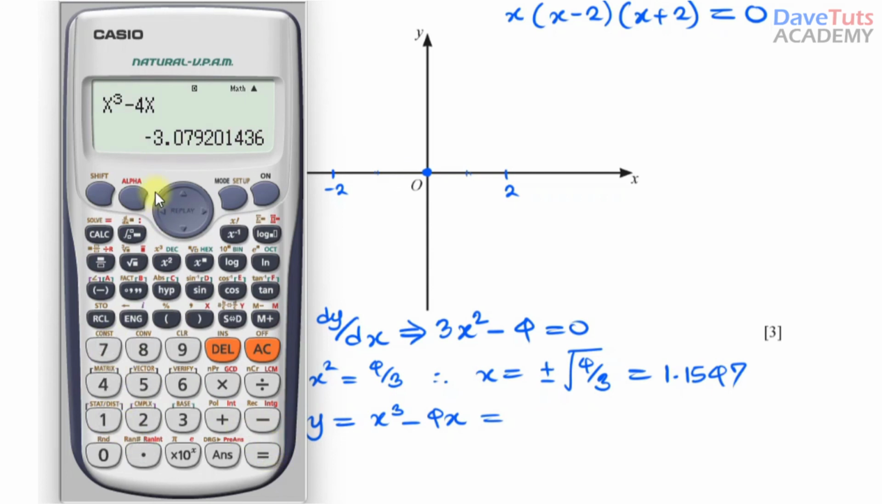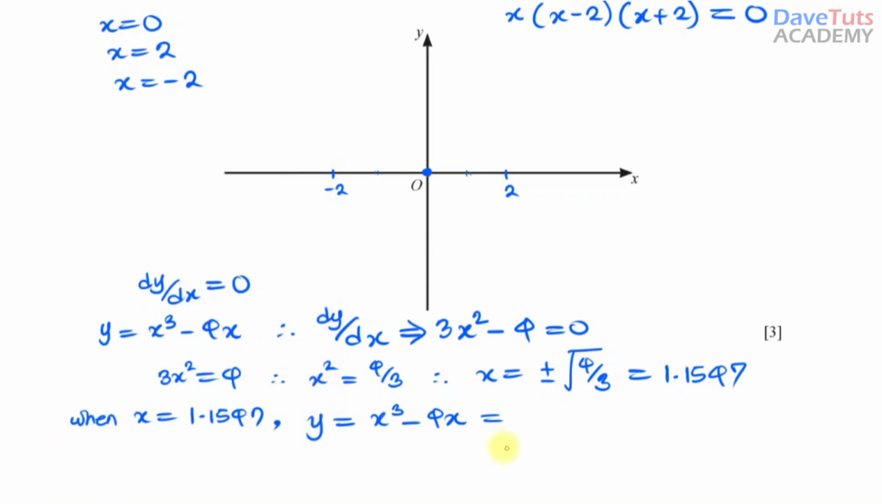What's that going to give me? This is minus 3.079, or let me say minus 3.08. So that is minus 3.08, so that I have that point as 1.1547, minus 3.08 as the value of y for x when x is 1.1547.